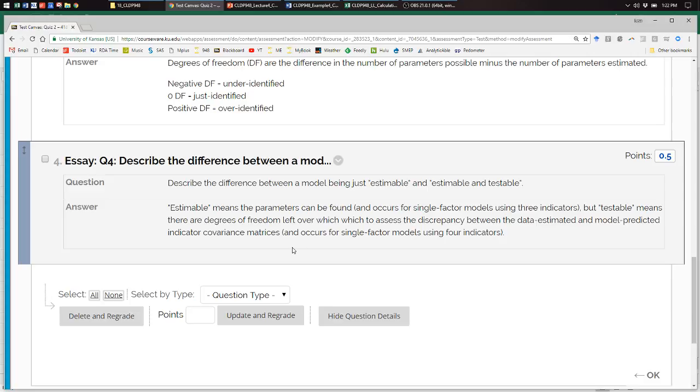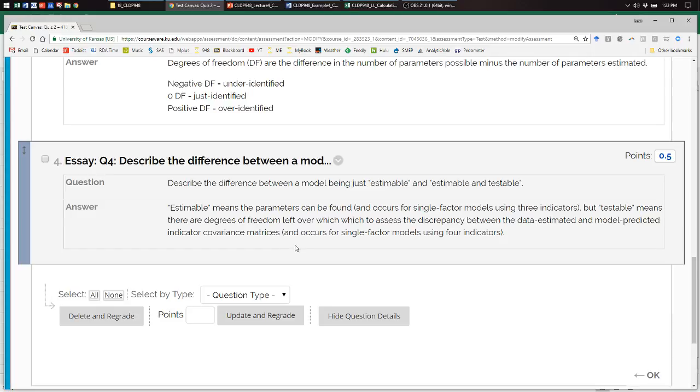So that leads into the last question then. Estimable means that you can find numbers. Testable means that you have positive degrees of freedom. So how many items do you need for a model to be estimable? 3. How many for it to be testable? 4. How many did I recommend you have at a minimum last time? I said at least 5 so that you have some room for something to not work.